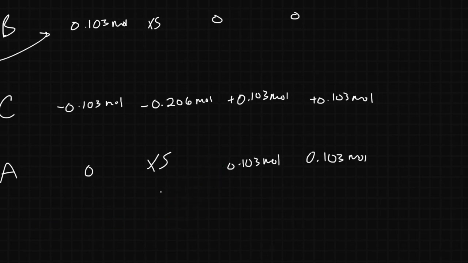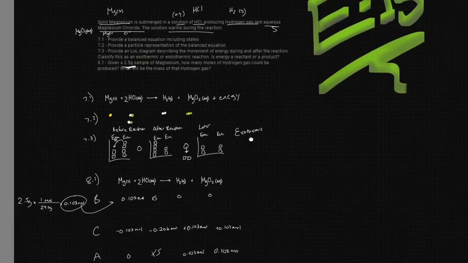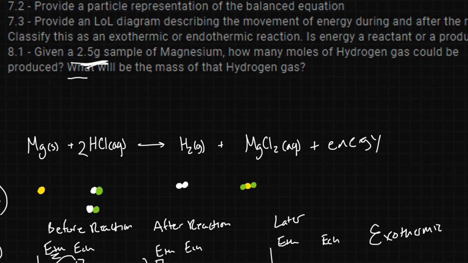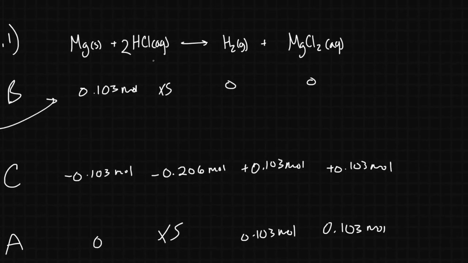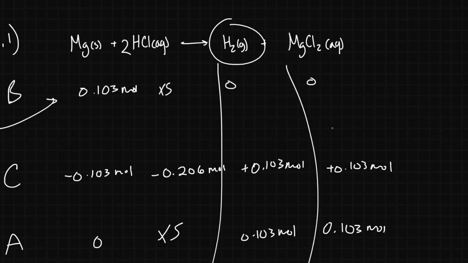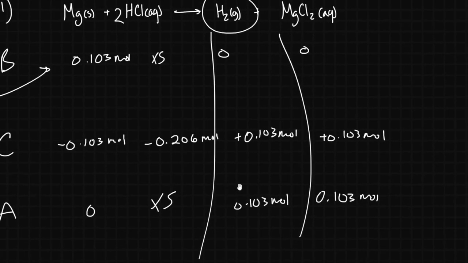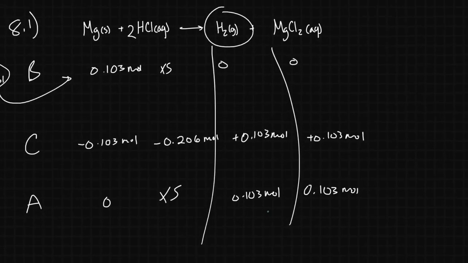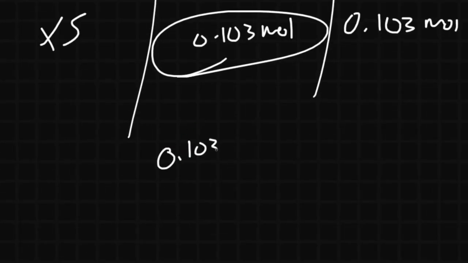We're pretty much there, but not quite, because we were actually asked a question. The question we were asked was this: how many moles of hydrogen could be produced, and what is the mass of that hydrogen? So let's look down here. Here's my hydrogen. I need to look in this hydrogen column. My answer will be there. The question was, how much hydrogen can we make? I think that's our answer right there. We can make 0.103 moles of this hydrogen.